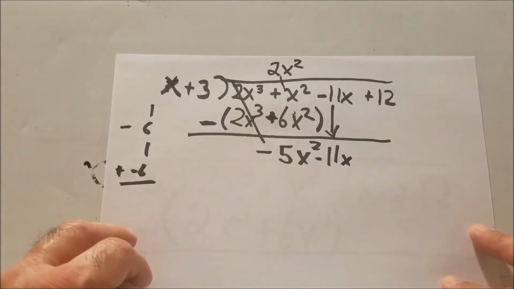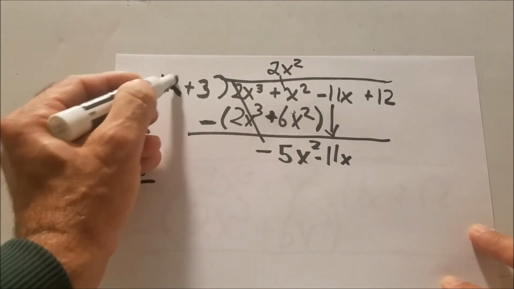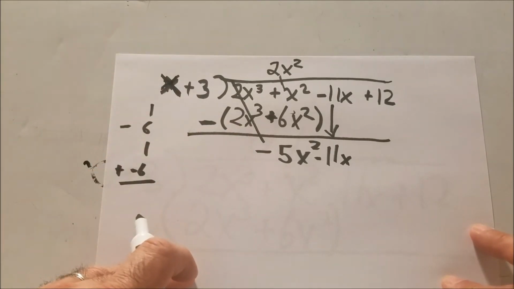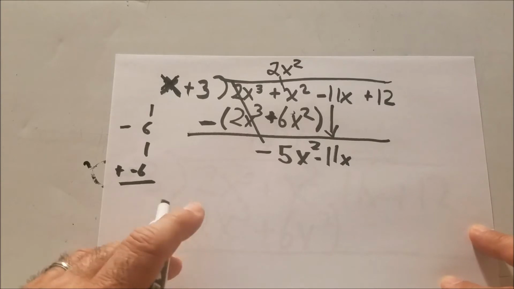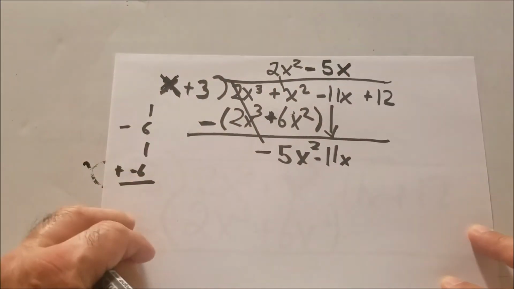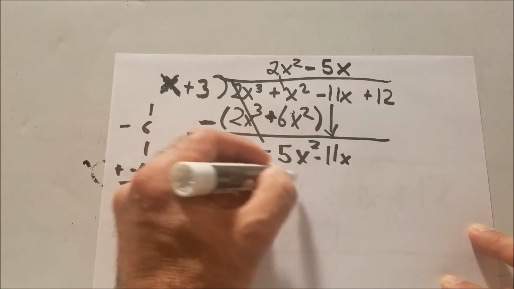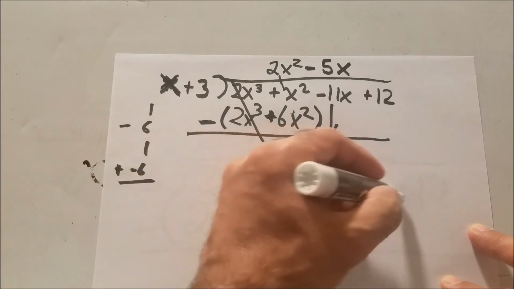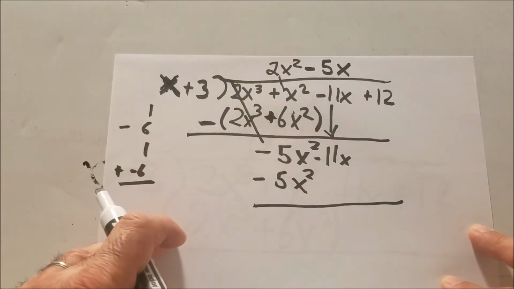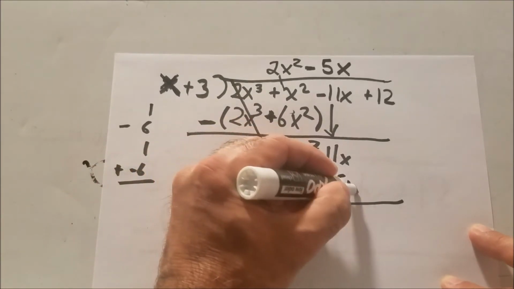So now we have our next term. Again, we're using this x. I'm trying to get negative 5x squared. What do I need to have to get negative 5x squared? Well, I need negative 5x, because negative 5x times x is negative 5x squared. Don't forget that we have to also distribute into 3. So negative 5x times 3 is negative 15x.